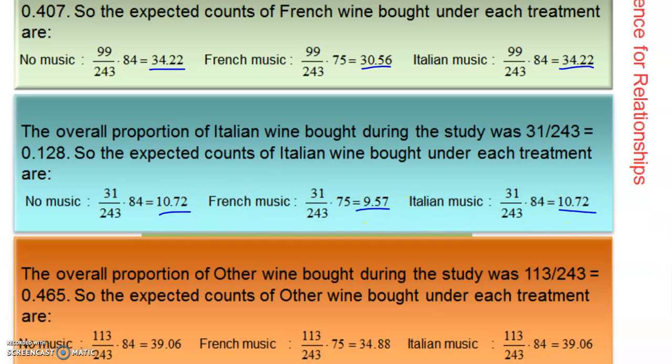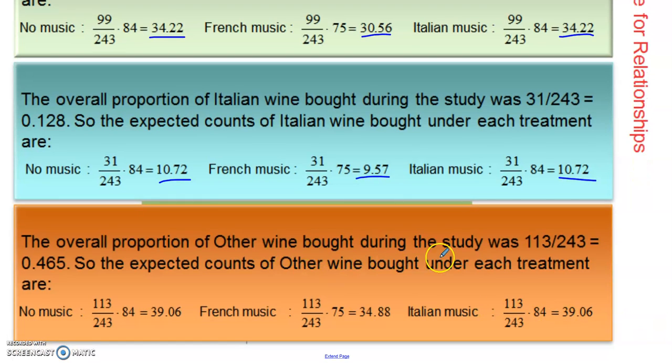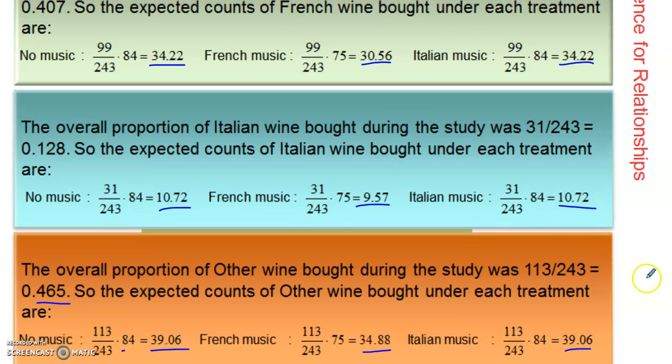And then I do the same thing for the other wine. I expect to sell about 46.5%. So I do that fraction times that total to get that expected count, and so on for those. And then those are all 9 of my expected counts.